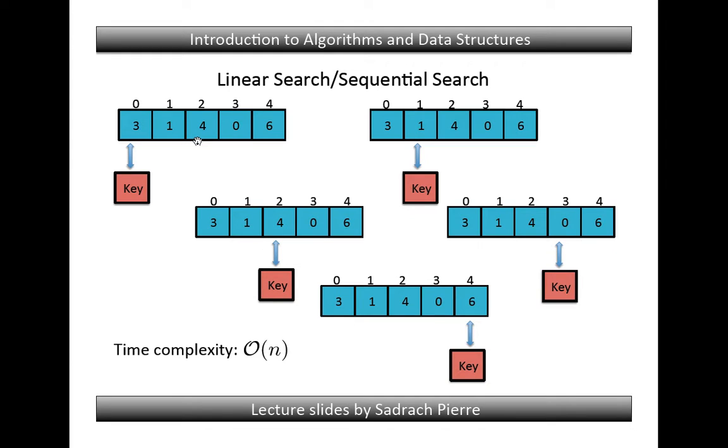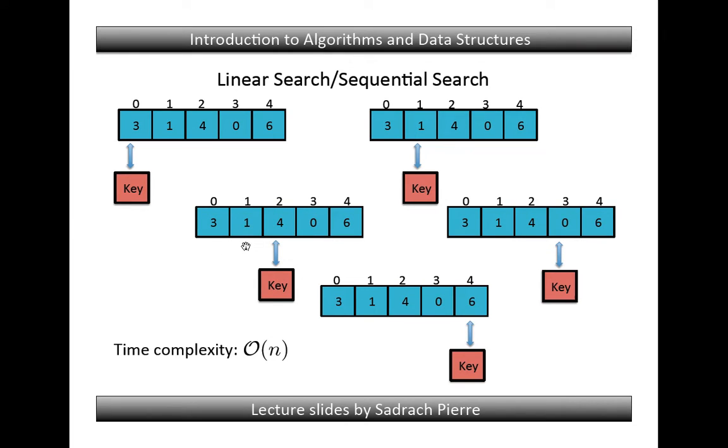Hey guys, today I'll be talking about a simple search algorithm called the linear or sequential search. The way the linear search works is, if you have a key, you start with the first index in the array, and you increment by 1 each step along the array, until you find the value that you're looking for.